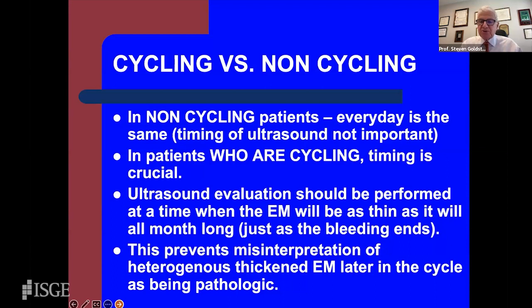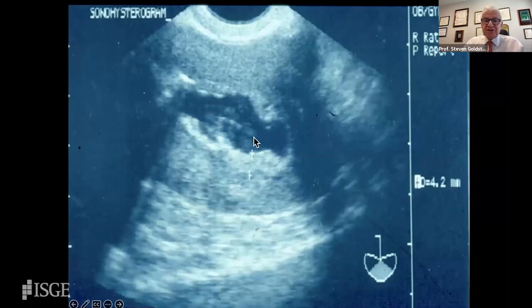If you're going to use ultrasound, you want to perform it at a time when the endometrium will be as thin as it will be all month long, usually just as the bleeding cycle ends. And this prevents misinterpretation of a heterogeneously thickened endometrium later in the cycle as being pathologic. So for instance, this is now a saline infusion. We put some saline into the endometrial cavity late in the cycle. You see how irregular or heterogeneous the endometrial cavity can be.